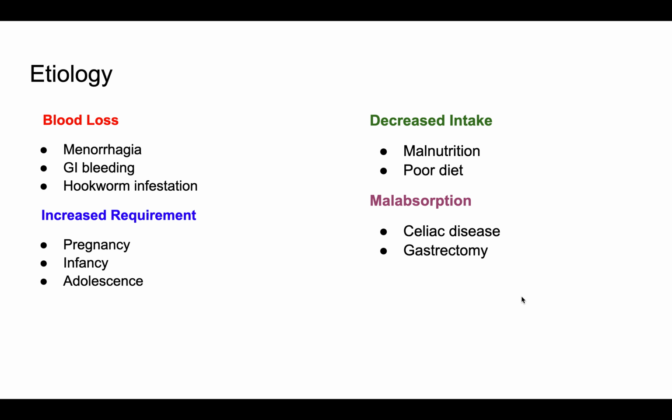Now what is the etiology behind iron deficiency anemia? Iron deficiency anemia can be due to blood loss, if the blood is getting lost from the body through menorrhagia, GI bleeding, or hookworm infestation. Then increased requirement in the body, especially if the patient is pregnant, or in adolescence or infancy. Then decreased intake, if the patient has a bad diet. Then malabsorption, lastly, if the patient's intestine has some problem so that the iron is not getting absorbed properly. These are all the etiology behind iron deficiency anemia.